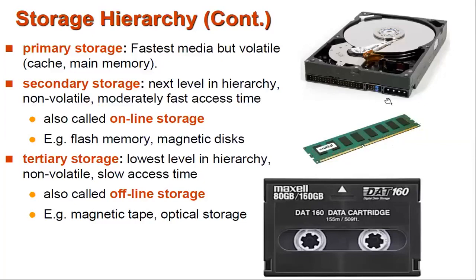And then the secondary storage devices, the next level of the hierarchy. It is non-volatile, that is, you can save the data permanently, and it has moderately fast access time. Compared to the primary storage, its access speed is somewhat lesser, right? It is also called online storage, that is, whatever data you are processing, whatever information you want to save, can be saved online. This is your secondary storage.